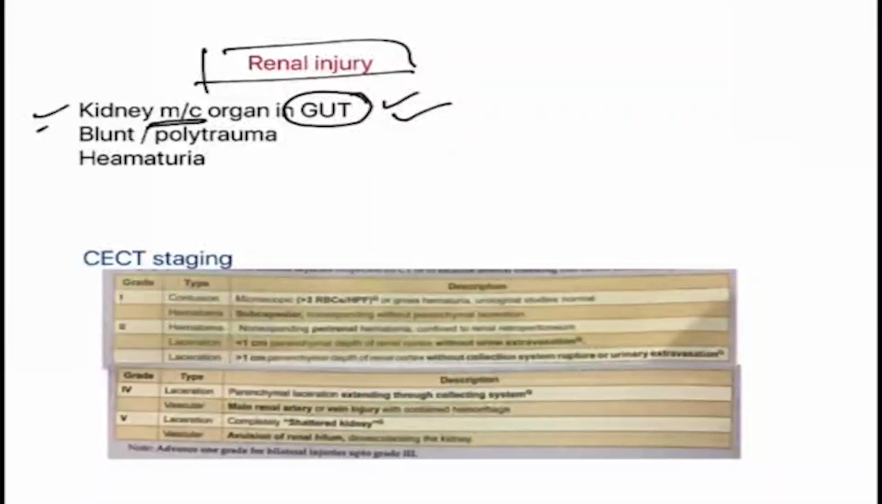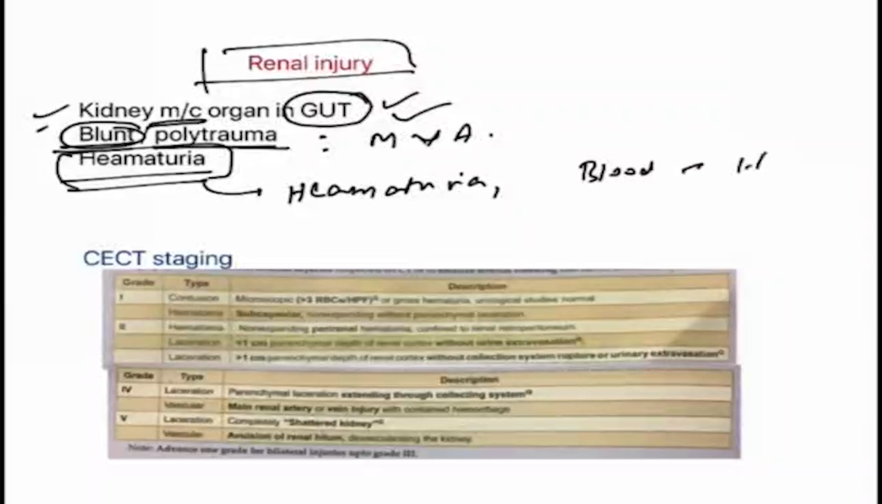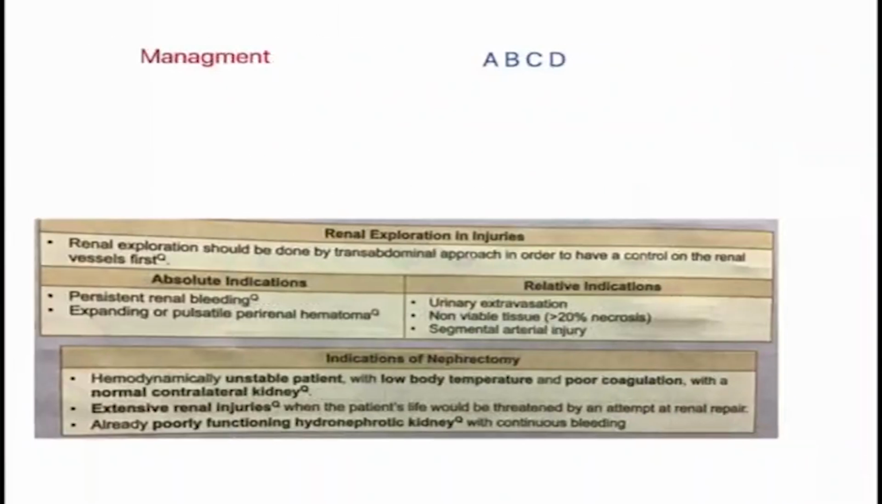Now coming to the renal injury. So kidneys are the most common organ in the genitourinary tract which are involved in trauma. Mostly it is due to blunt trauma, polytrauma, that is motor vehicle accident. The most common feature is hematuria, and besides that blood loss leading to hemodynamic instability, abdominal distension due to hemoperitoneum.